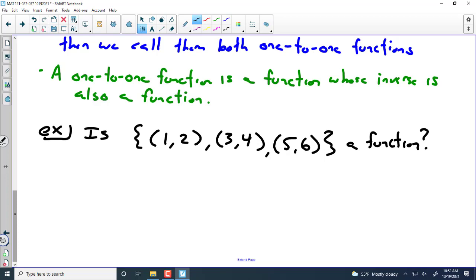Is that a function, everyone? Yes, it is. And in case you forgot why it is, it's because no x values repeat. That's something you learned back in our first unit. It's okay if you forgot that, as long as you remember it now. Yeah, that's a function. Okay.